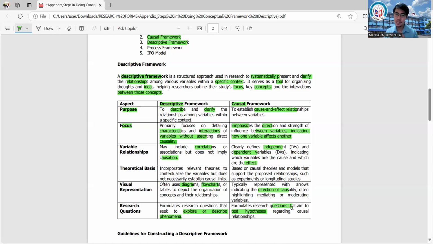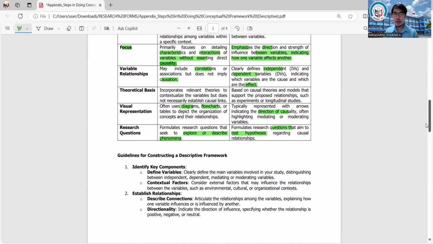So that's the difference between descriptive framework and causal framework. Okay? Ngayon, maliwanag na sa atin kung ano yung pinagkaiba ng descriptive framework at causal framework. Tingnan naman natin yung guidelines. Paano pa yung tamang construction ng descriptive framework?